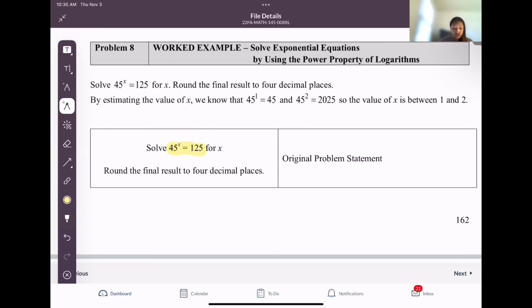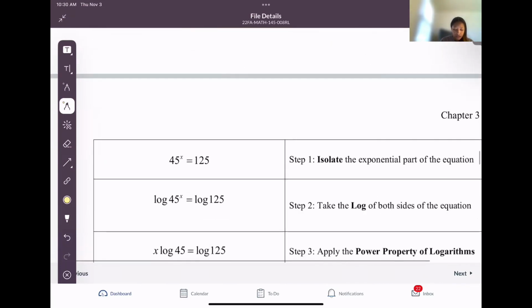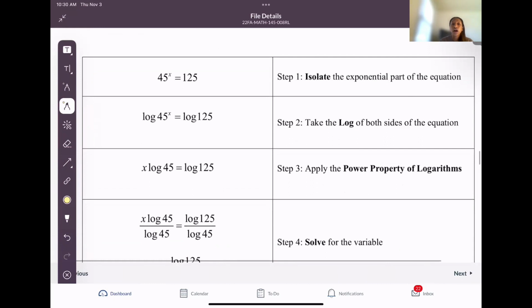So you start off with your original problem, 45^x equals 125. Then we're going to take either the log or natural log of both sides. And 45^x equals 125, then log of 45^x equals log of 125. Okay? And then what's the whole point of us introducing logs in this problem? So that we can use the power property and bring down that exponent. This would be x times log of 45 equals log of 125.